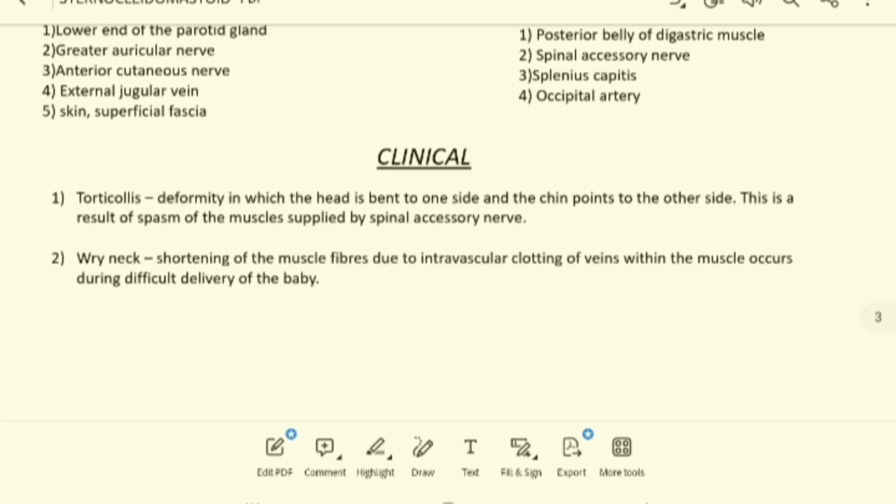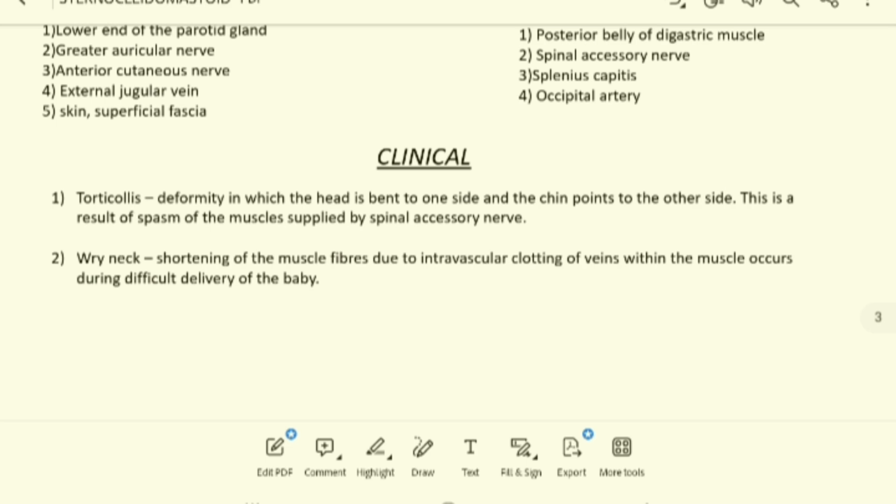Now coming to the clinical or the applied anatomy. Here the applied anatomy is quite interesting because you have torticollis. It is a deformity in which the neck is bent to one side and the chin is going to point to the other side. This is due to the result of spasm of muscles which are supplied by the spinal accessory nerve. So this you might have seen in the Pushpa movie.